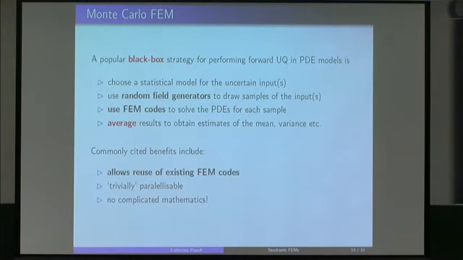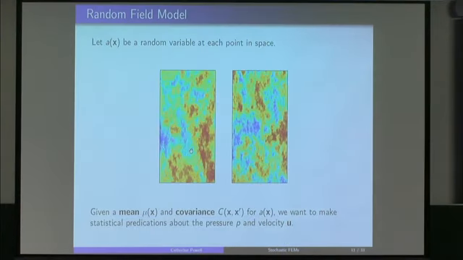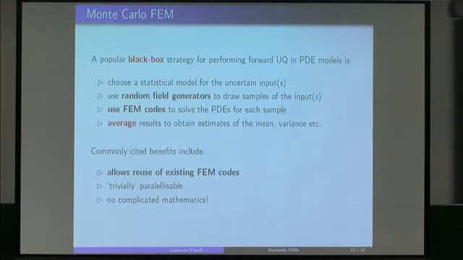So, Monte Carlo finite element method. Let's just review the main steps. This is the simplest thing. And I work with people in industry, and this is what they do, not solving these problems, but other problems which are more complicated. It's a black box strategy. We choose a statistical model for our uncertain inputs, whatever they are in the model. We use random field or random number generators to create samples of those inputs. So in this example here, that's what I had to draw, samples of my input.